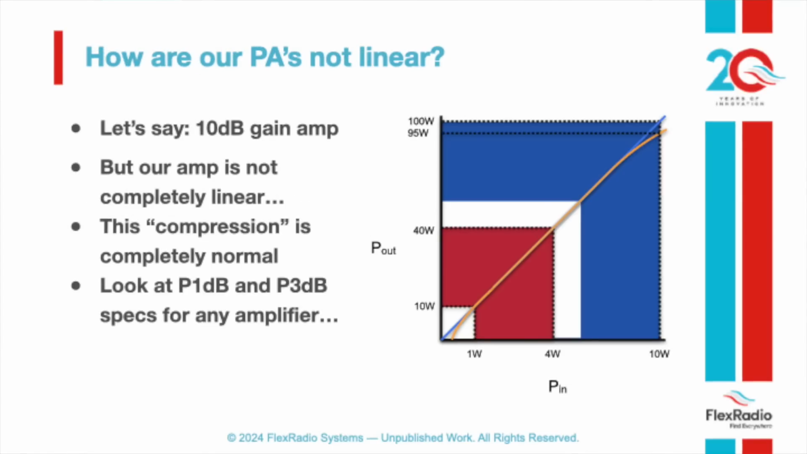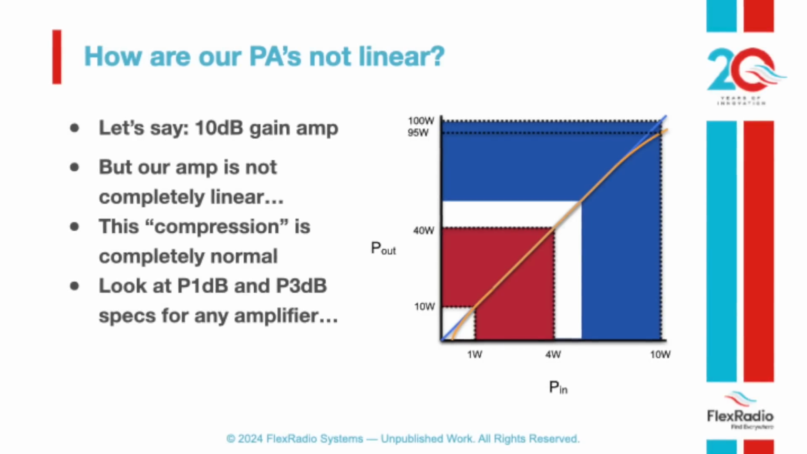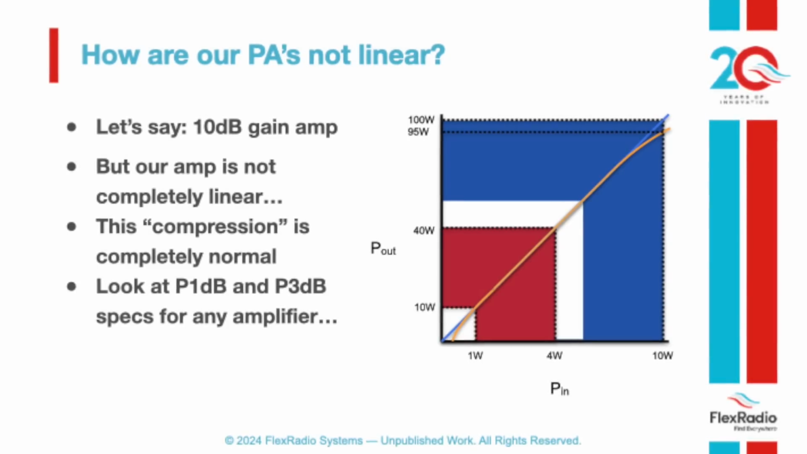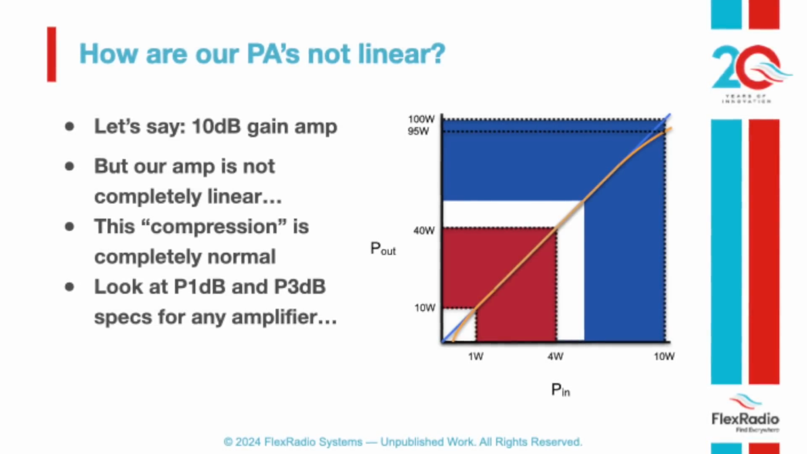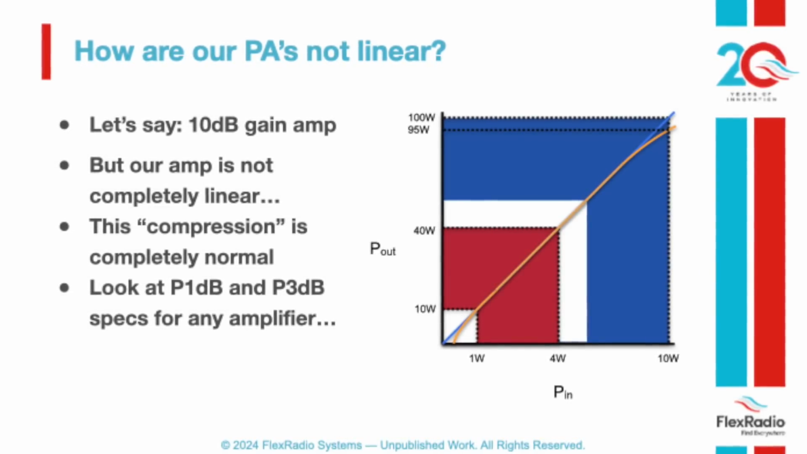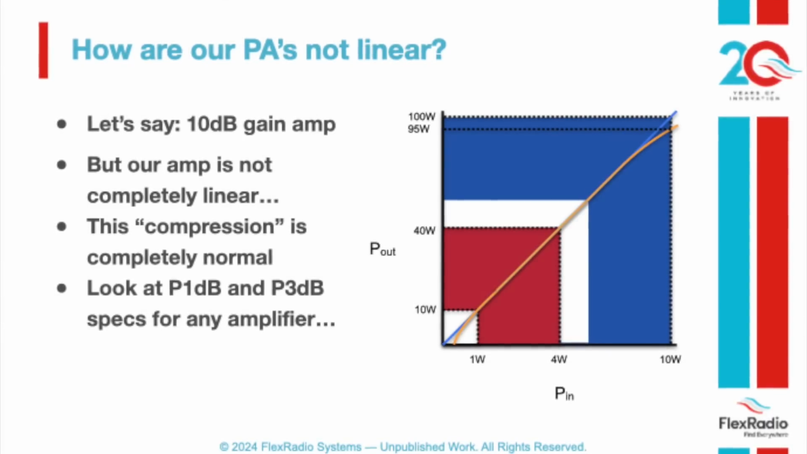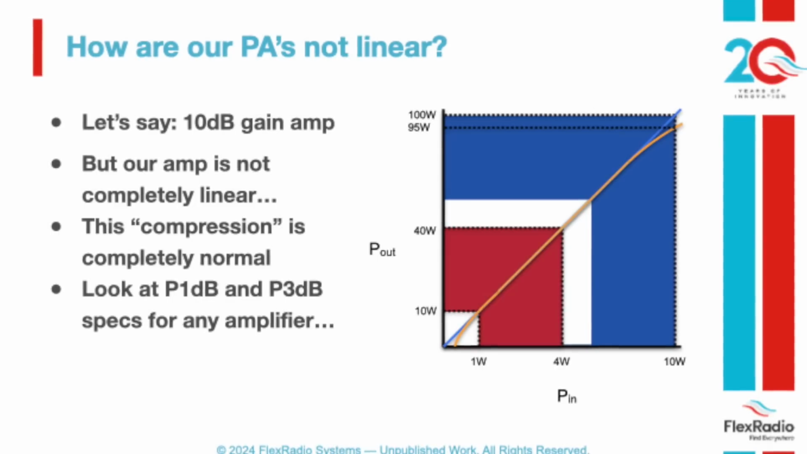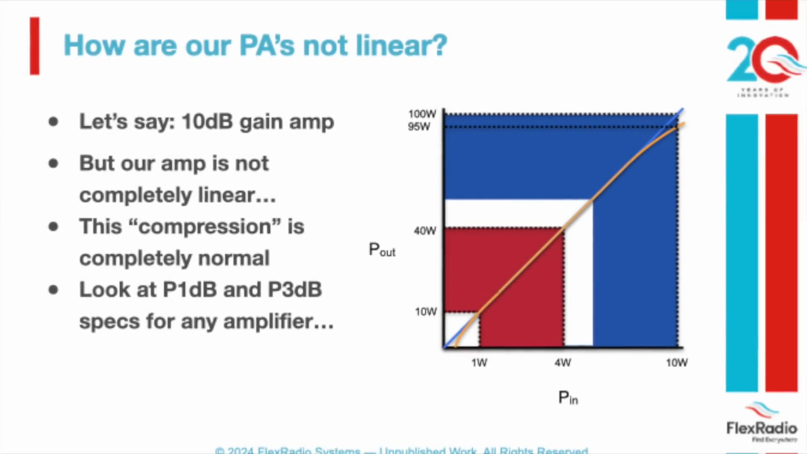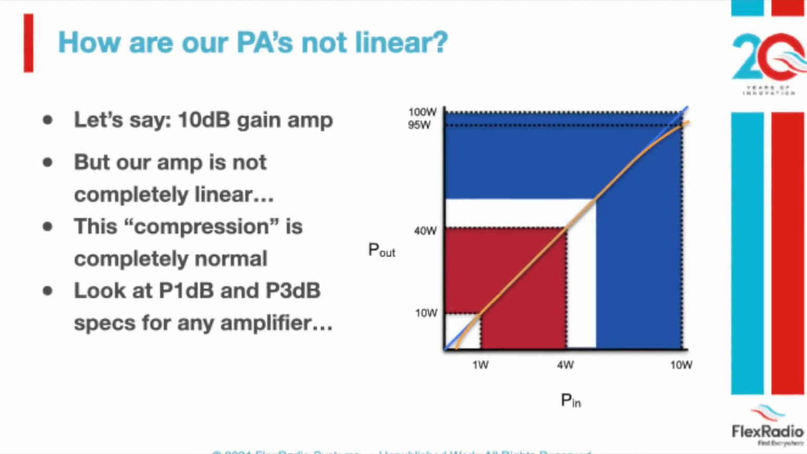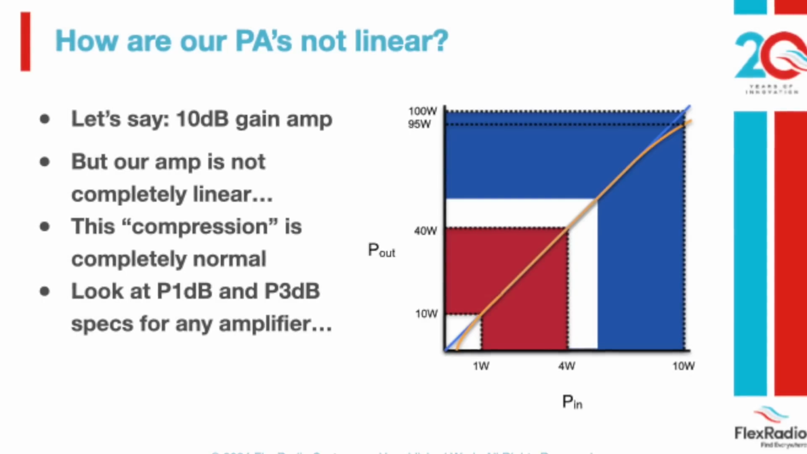So let me talk a little bit about what this looks like. I'm going to take a theoretical 10 dB gain amp here and show you what this looks like on a graph. So along the x-axis, I have power input. At the point where everything conjoins here in the bottom, that's 0 power input, and on the right side would be, let's say, 10 watts input. And then my output is on the vertical axis. At the bottom, it's 0 watts out, and at the top, let's say it's 100 watts out, because we got 10 dB gain here. So if I put in 1 watt, I get out 10 watts. If I put in 4 watts, I get out 40. If I put in 10 watts, I get out 100.